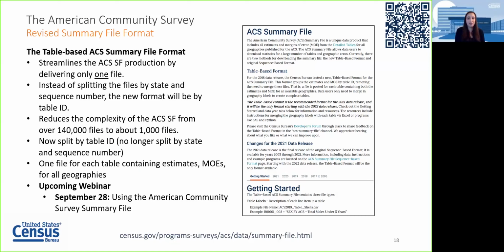Instead of splitting the files by state and sequence number, the new format will be by table ID. That is, we would post a file for each table containing the estimates and margins of error for all available geographies. This will reduce the complexity of the ACS summary file from over 140,000 files to about 1,000 files. It will improve ease of use for data users and lower the cost of creating, verifying, and supporting the ACS summary file compared to its sequence-based format.